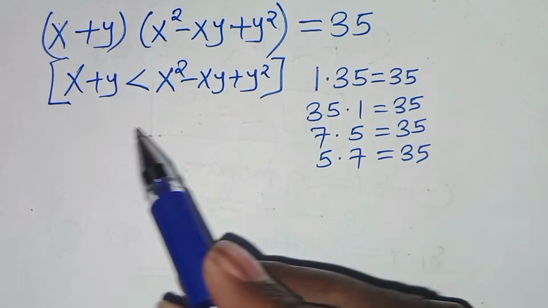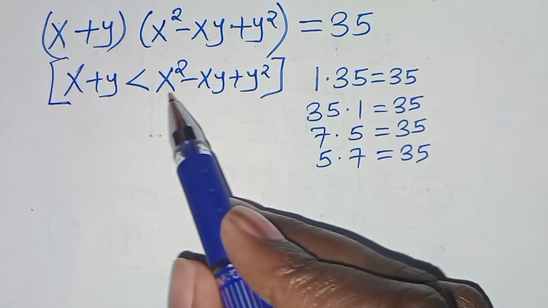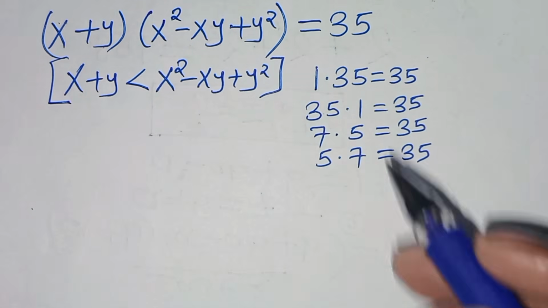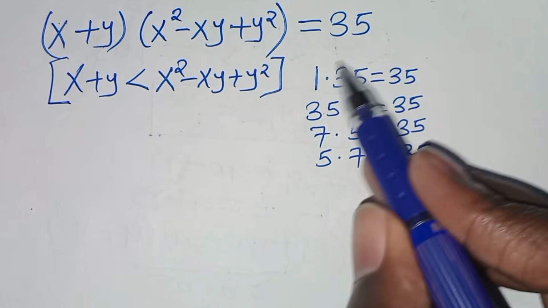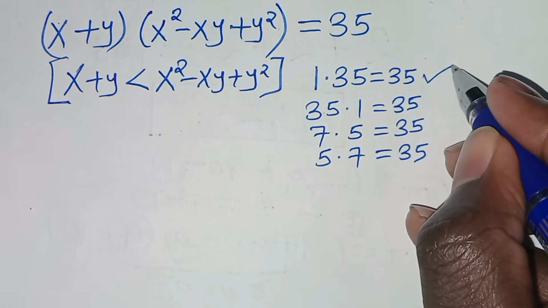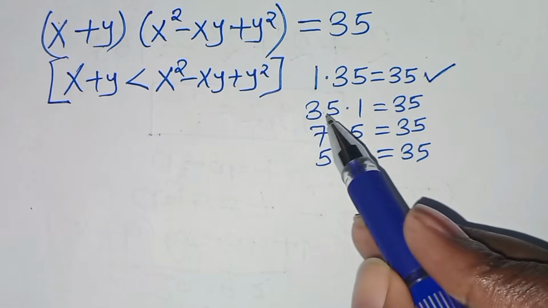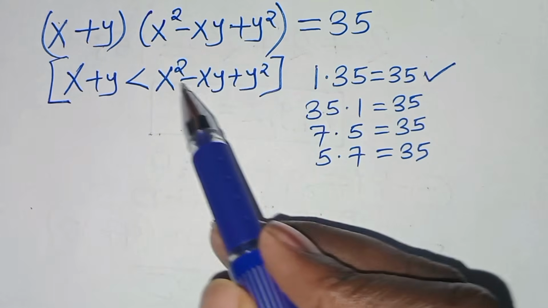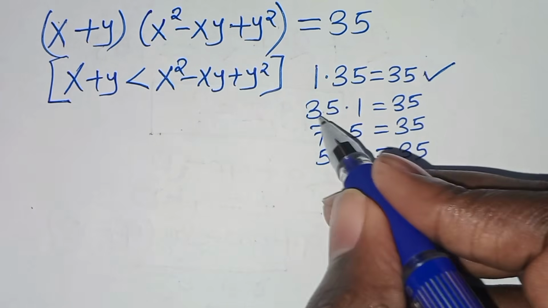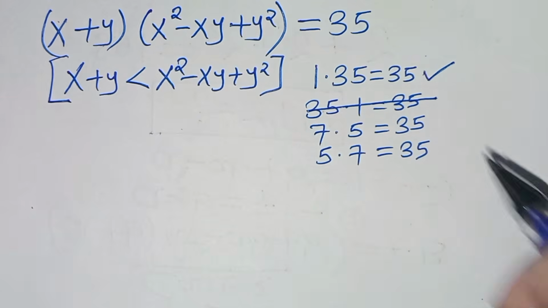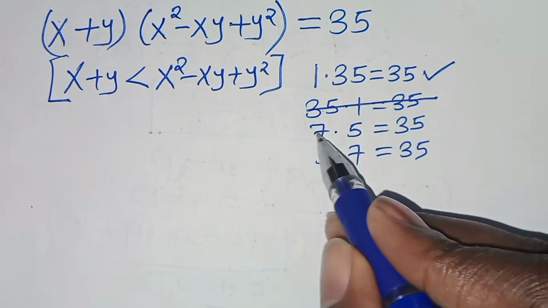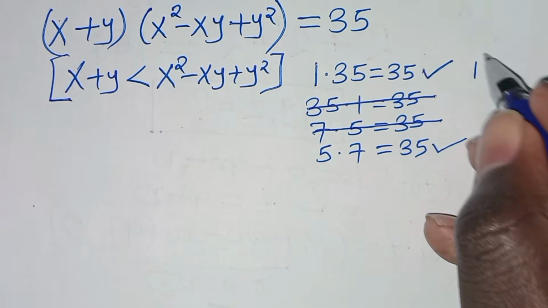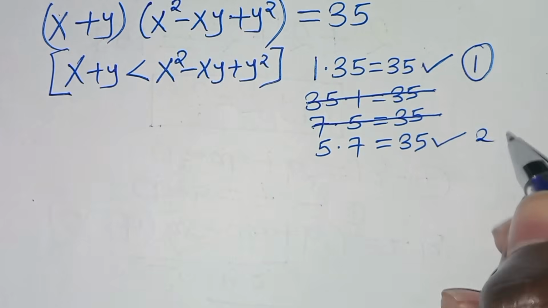Now from here, we have that x plus y is less than x squared minus xy plus y squared. So this implies that 1 times 35 satisfies the condition, and 35 times 1 implies that x plus y is greater than x squared minus xy plus y squared, which violates the condition. So 5 times 1 violates the condition, so this is rejected. 7 times 5 is also rejected. So in this case, we have two cases. This is case 1, and this is case 2.